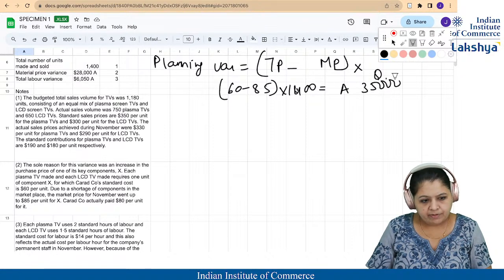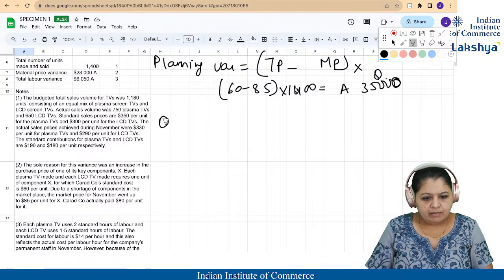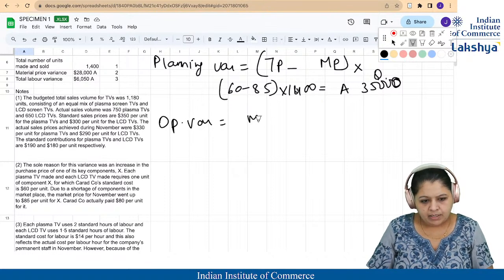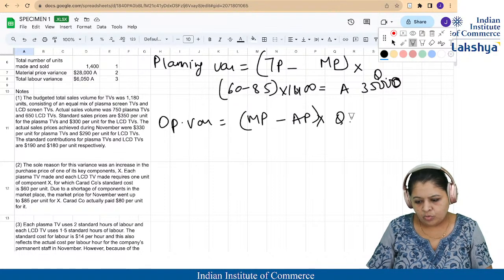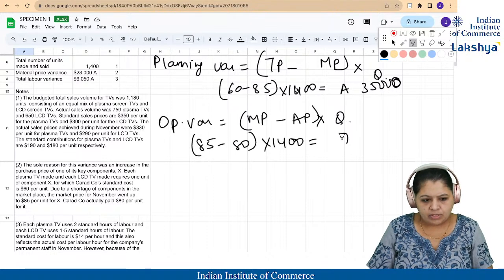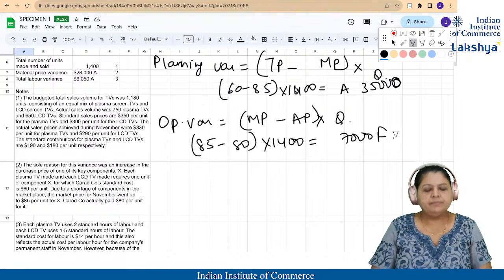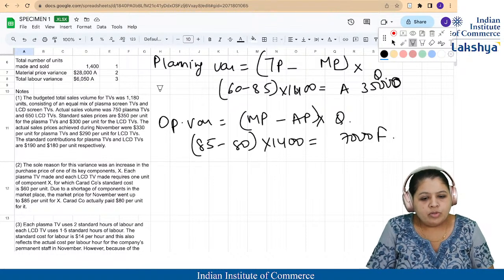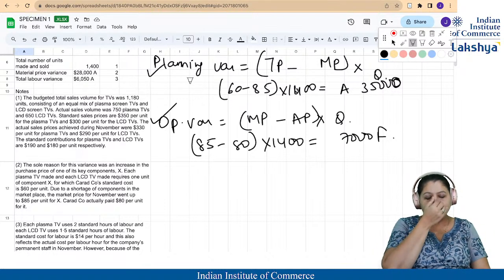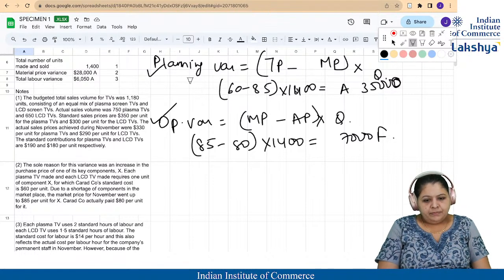That comes to 35,000. Then comes my operational variance, which is my market price minus actual price, again into quantity, right? So your market price is 85, my actual price is 80 or the cost, and to 1400, quantity gives you a 7,000 favorable. You need to know the formulas for planning and operational. Things become easy when you know it. In fact, for anything, if you know the formulas, things become much easy.